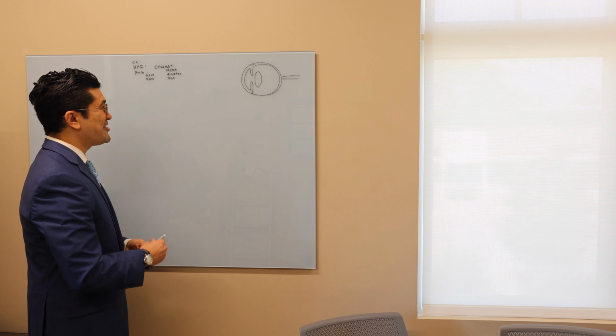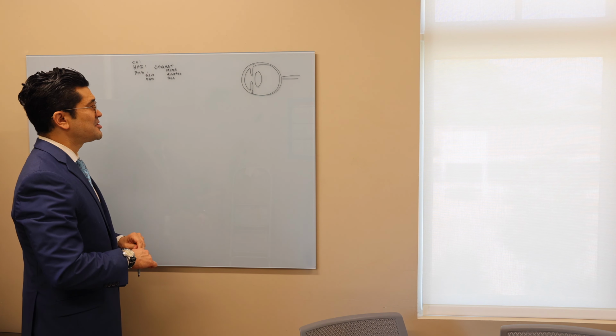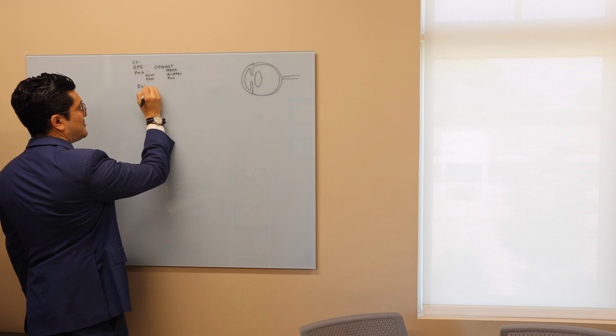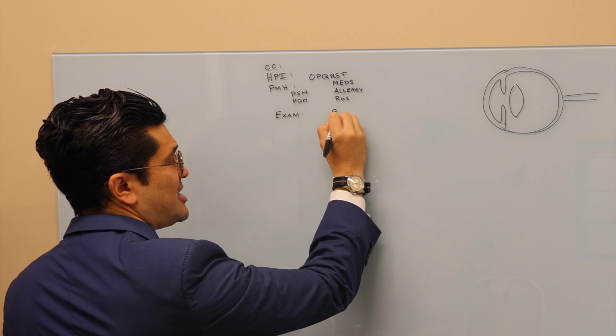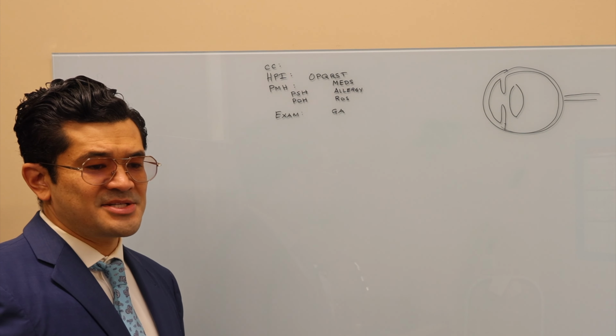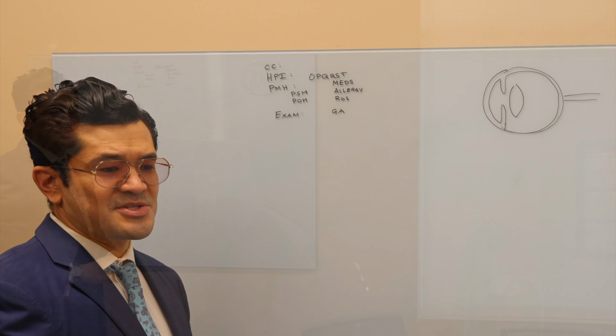Okay, now the best part. This is where we talk about our portion of it. Oh, one more thing, examination. This we sometimes gloss over, but there's something called the GA, or the general appearance. This would be something like, are they oriented? What is their mood? What is their affect?